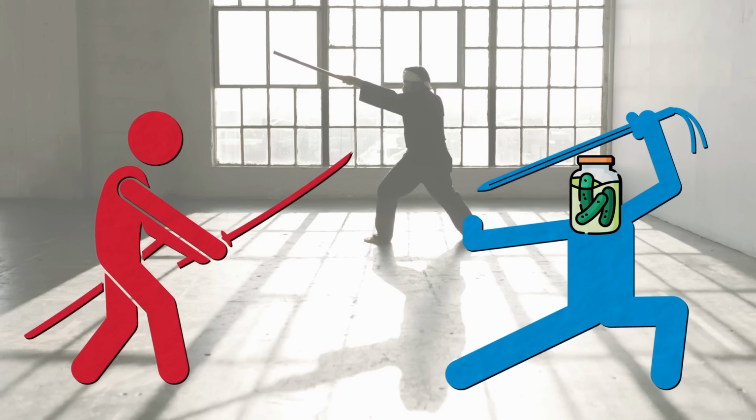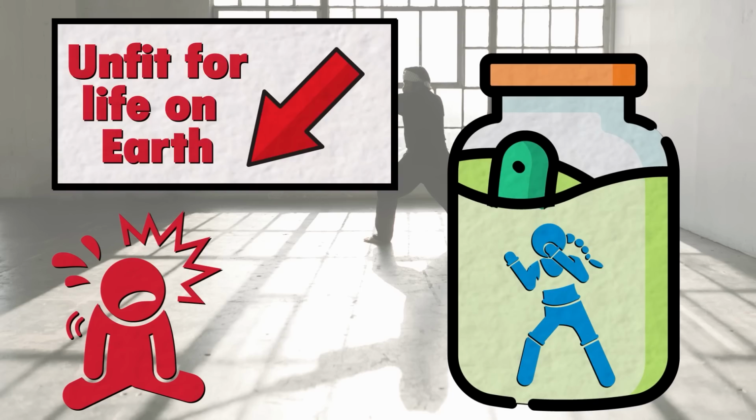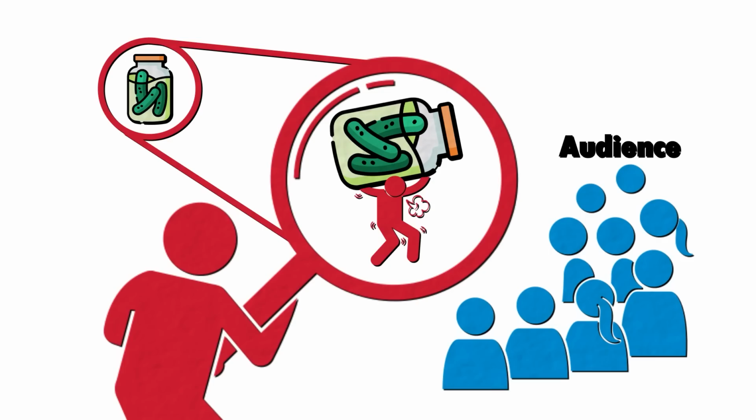If I couldn't open that pickle jar, it would prove I wasn't an adult, I was incapable of being alive, and I was unworthy of the woman I loved. What had just been a pickle jar now represents my competence and strength as a human being.